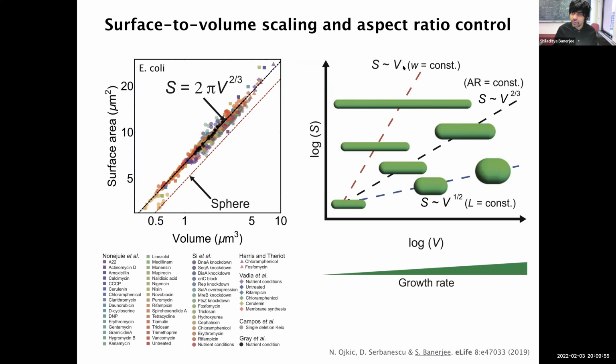If surface scales with volume, that means the width of the bacteria is constant and you grow in length, right? If surface scales as V to the power half, that means the length is constant, but you grow in width. And if surface is V to the power 2/3, you maintain aspect ratio. Aspect ratio is constant, right?